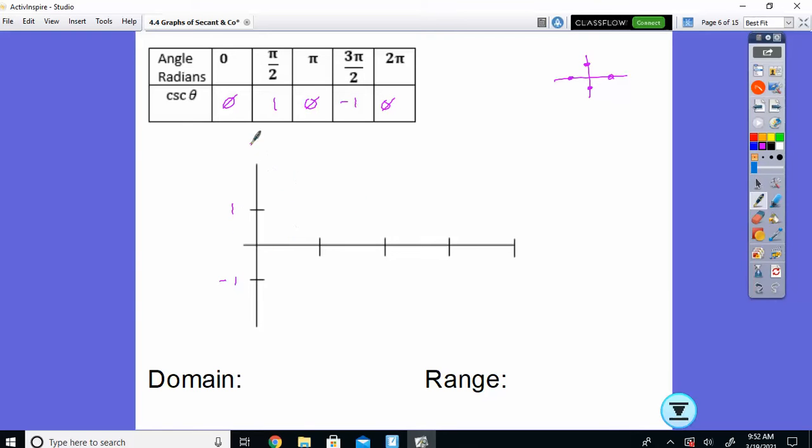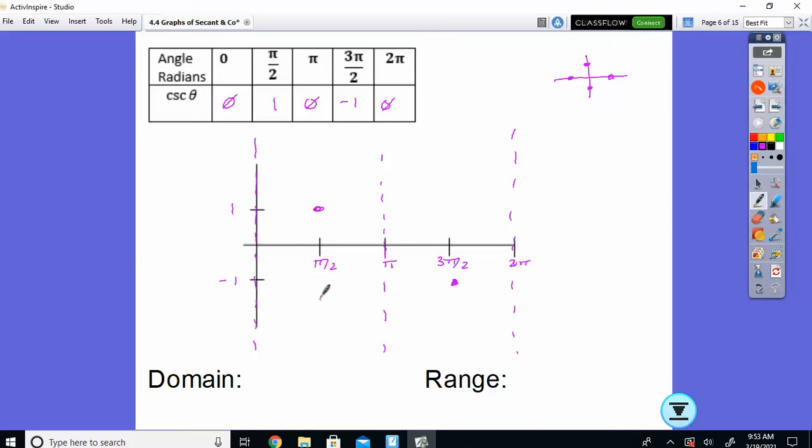Okay, when we have an undefined, just like with tangent and cotangent, we have an asymptote. So we have 0, pi over 2, pi, 3 pi over 2, and 2 pi. And at pi over 2 it was 1, pi is undefined, 3 pi over 2 is negative 1, 2 pi is undefined. Okay, really from those points, it's not much to base our graph off of.